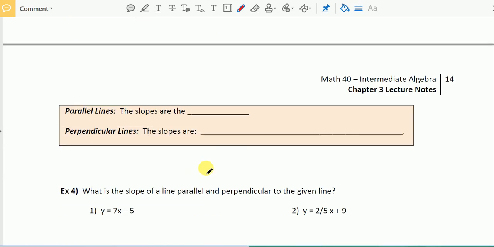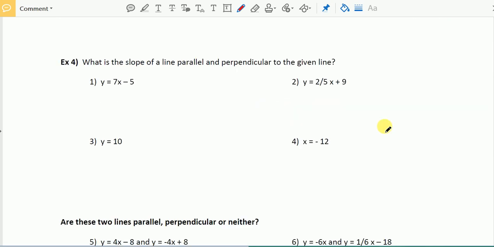So again, for slope, parallel lines have the same slope, and perpendicular lines have slopes that are opposite and reciprocal. Okay, let's see what the slope of a line parallel and perpendicular to the given line is.